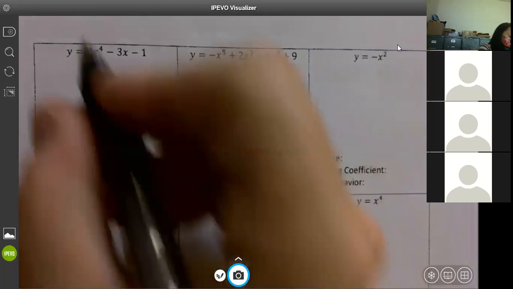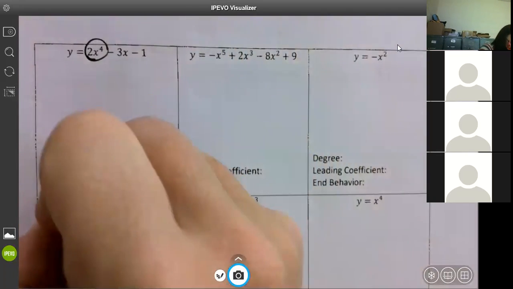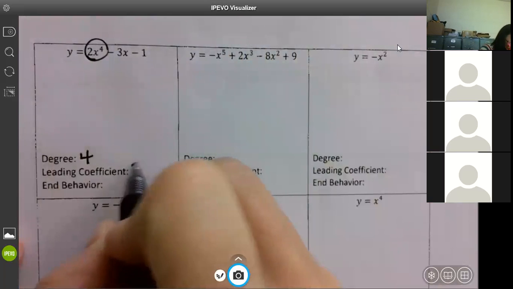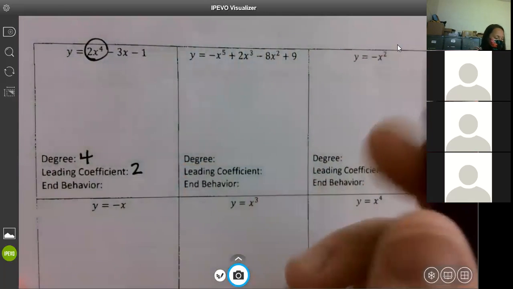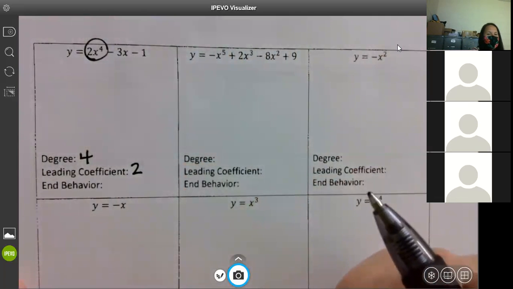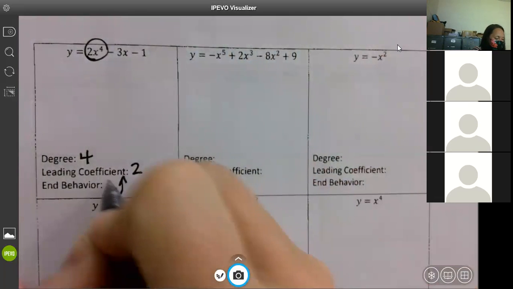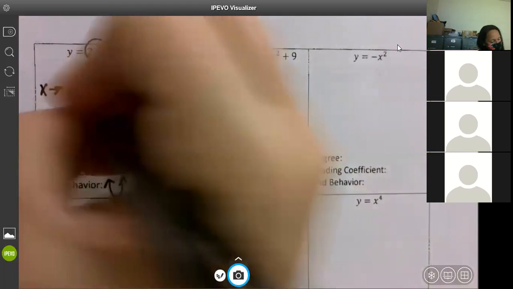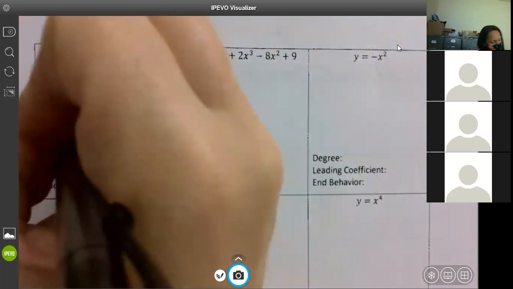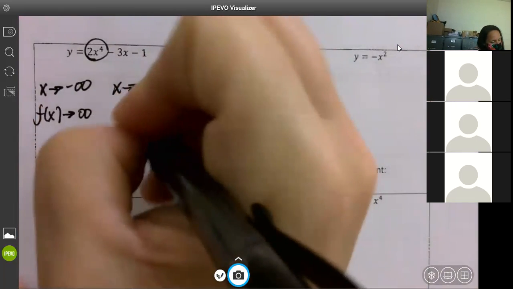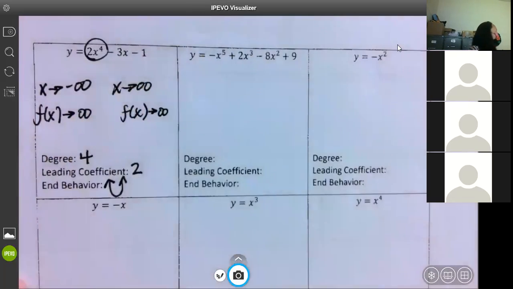Highest power, 4. Leading coefficient. What does this one look like? 2. Good job. Both pointing up. So on the left and on the right, they both point to what? Positive infinity. Girl, you on it today, I hear you.